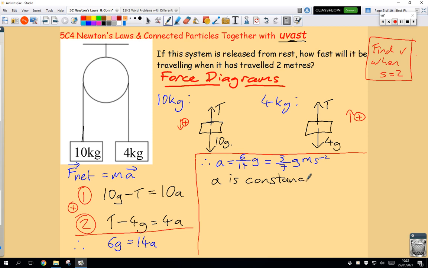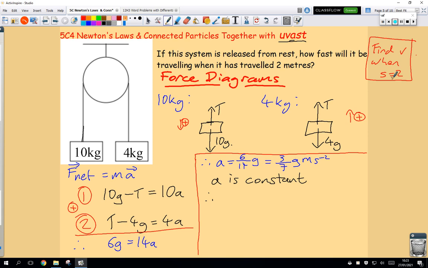So a is a constant; 3/7 g is a constant, since g is a constant value. So the acceleration is constant. Therefore, what am I trying to find? v when s is 2.